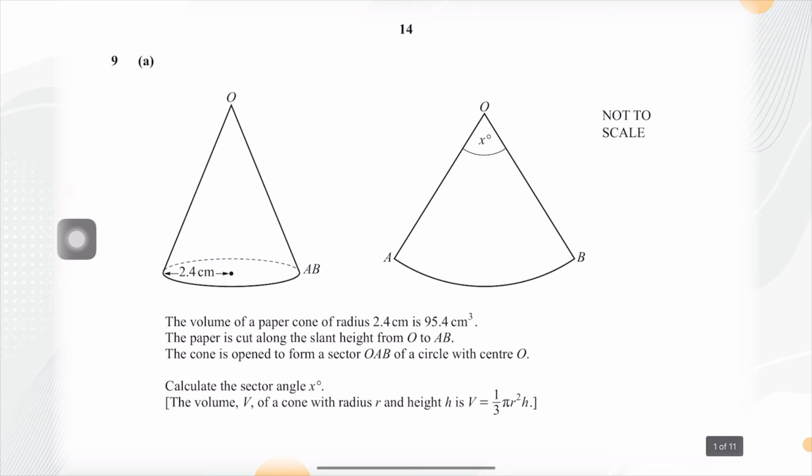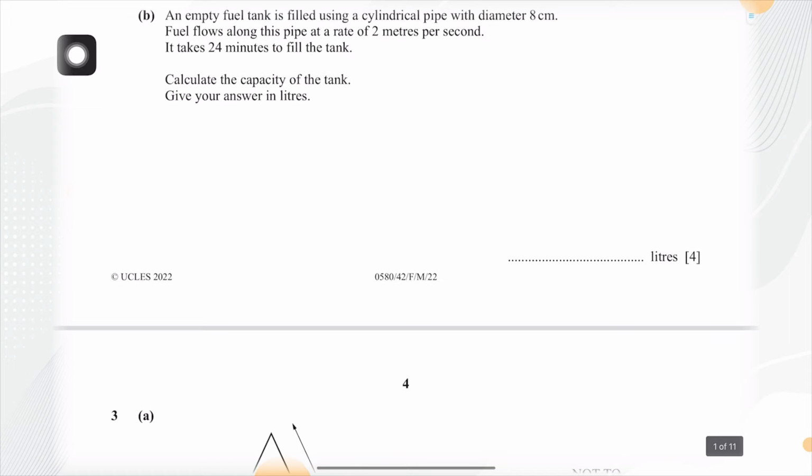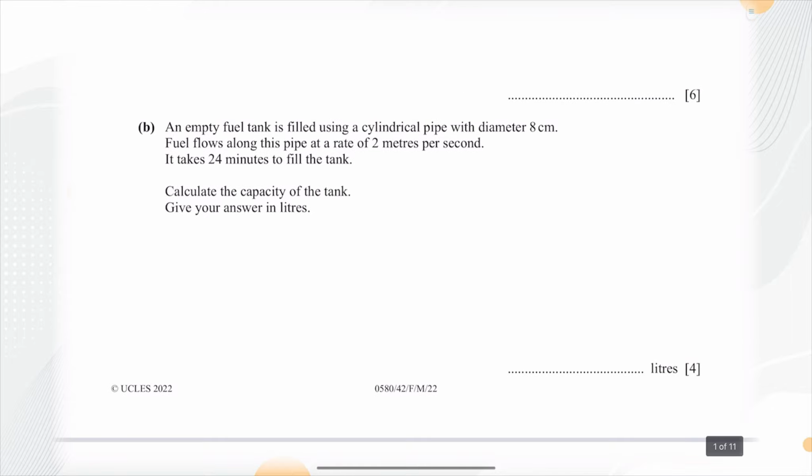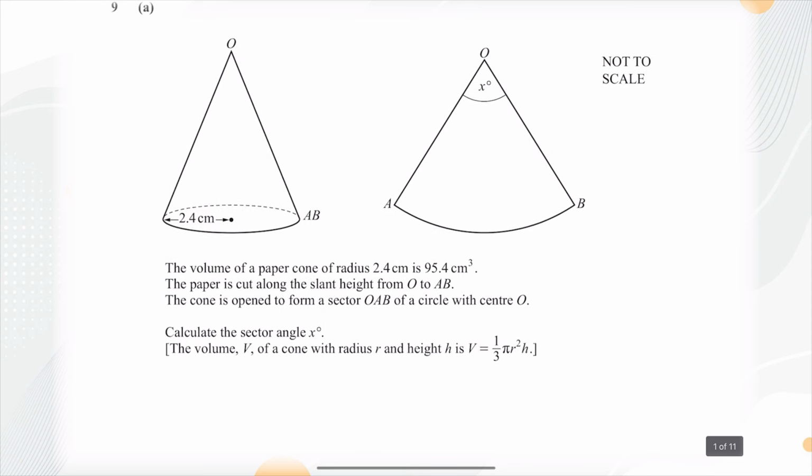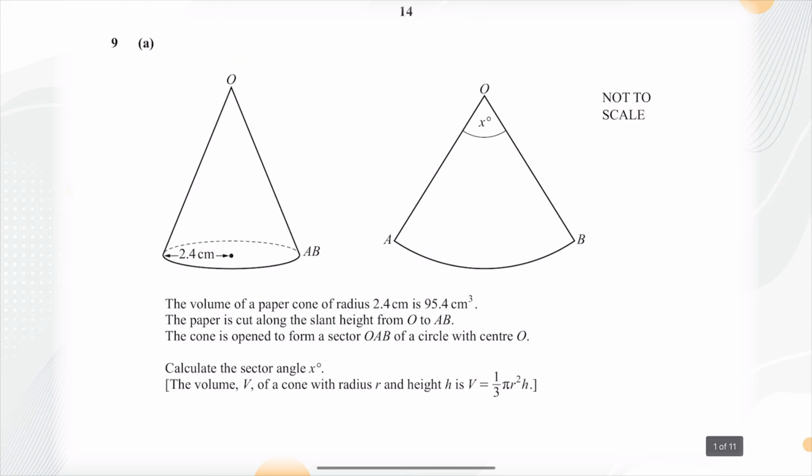Okay. So since we're done with all the concepts, now is a good time to do past paper questions. So this is a question. This is from February, March. As you know, IGCSE has a session in February, March as well. Paper 4. Okay. So it says here, the volume of a paper cone of radius 2.4 centimeter is 95.4 centimeter cube. So this is the cone the question's talking about. The paper is cut along the slant height from O to AB. The cone is opened to form a sector OAB of a circle with center O.